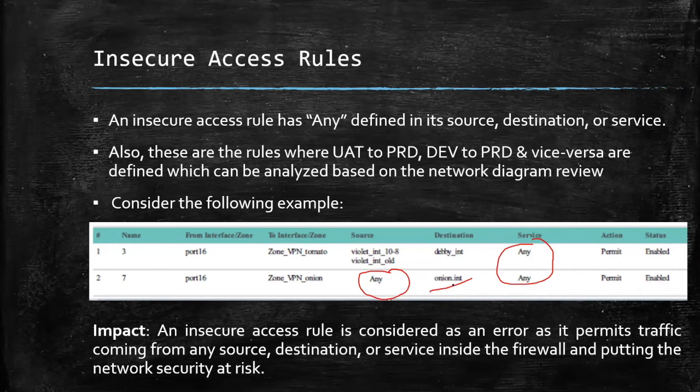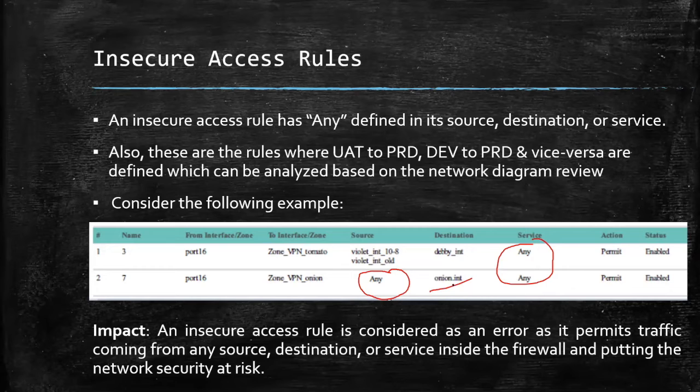The next point is related to the network diagram. When you look at the network diagram, you will get to know what the UAT to prod environment access is, and what the development to prod environment access is. But if you find any access from UAT to prod, that means a perfect network segmentation has not been designed.